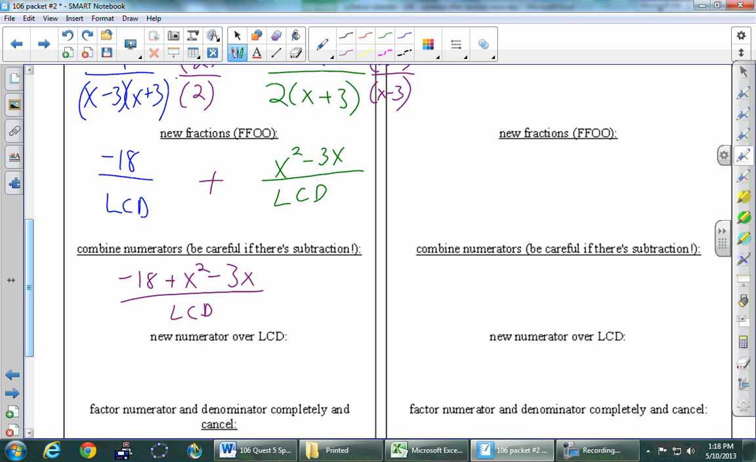Are there any like terms to combine upstairs? No. So we can't do anything in terms of mushing stuff together. But we can do something if we rewrite this. This doesn't really look in our standard order, right? Normally, which one would you write first? Normally write the x squared and then 3x and then 18. And when it looks like that, we start to feel maybe we should try to factor. So take a moment, see if you can factor that.